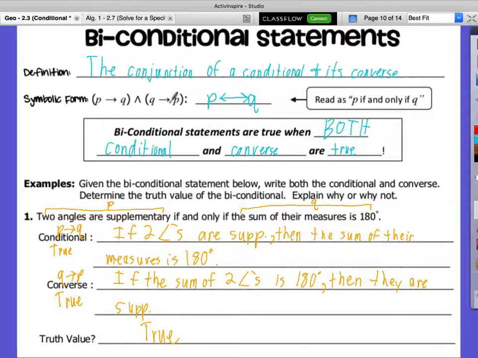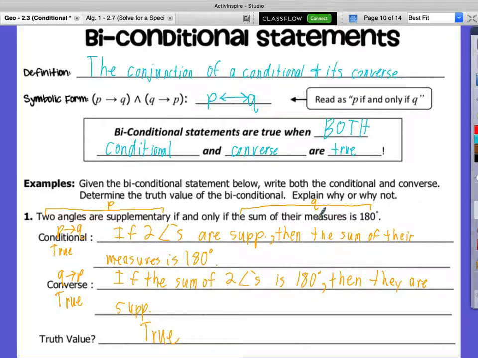We're not worrying about any nots, just one direction, other direction. That's what makes it beautiful. When both are true, the biconditional is true. So we went through an example here. We said 2 angles are supplementary, that's our hypothesis, after the if and only if, the sum of their measures is 180 degrees, that's our conclusion. So the conditional: if 2 angles are supplementary, then the sum of the measures is 180 degrees. Converse, we switch that around. Both of those are true, so our biconditional is true. That's where we were.